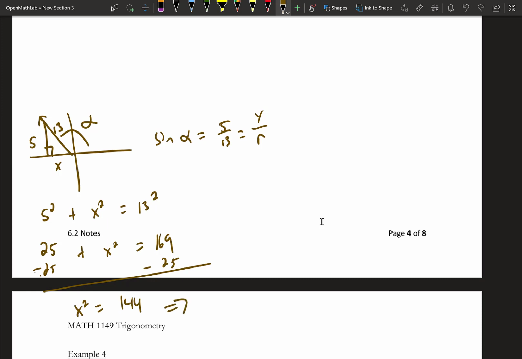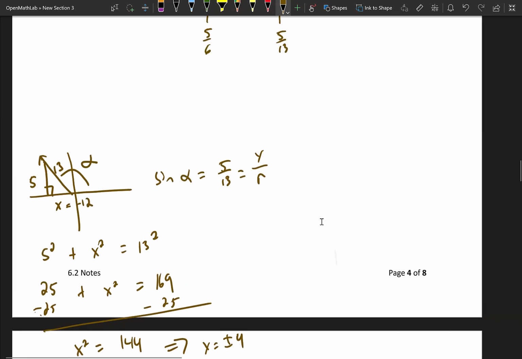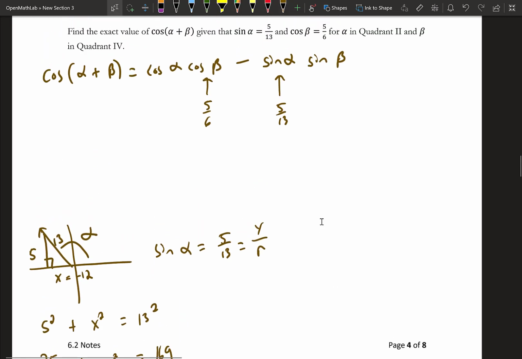So x equals plus or minus 12, right, in general. But in this case, since we're in the second quadrant, my x is going to be a negative value, so this is equal to negative 12. What we're trying to find here is cosine alpha. So cosine of alpha is equal to the x value, negative 12, over the radius, 13. Right?